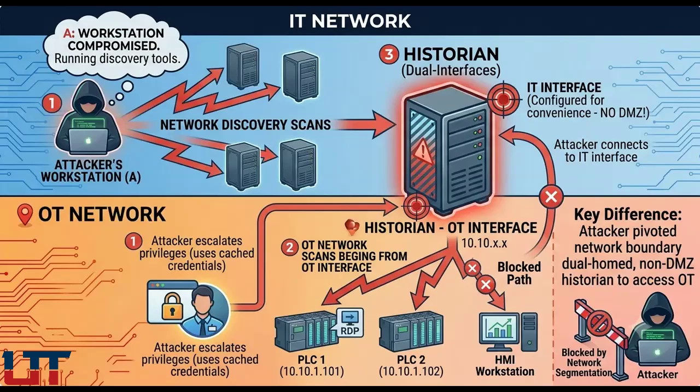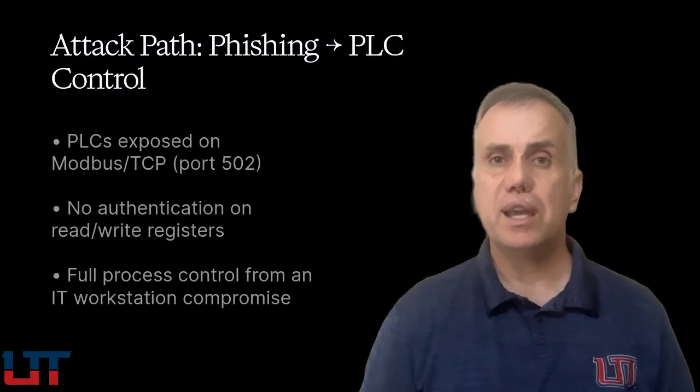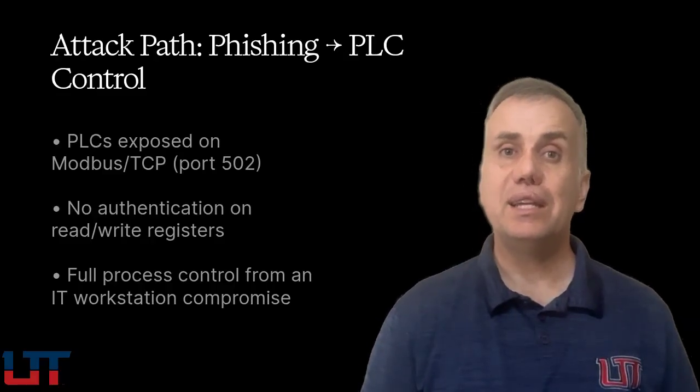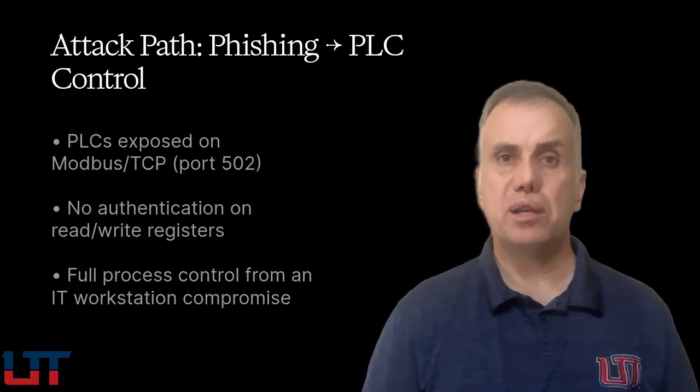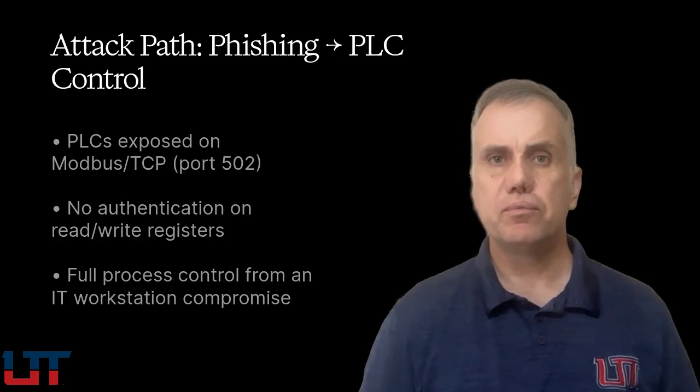The attacker connects to the historian through its IT interface, escalates privileges using stolen credentials cached on the historian from an engineer's previous remote session, and from the historian's OT interface begins scanning the OT network. They discover PLCs listening on port 502, Modbus, with no authentication. They can read all register values and write to any register. Full access to process control reached from a phishing email on a corporate workstation.